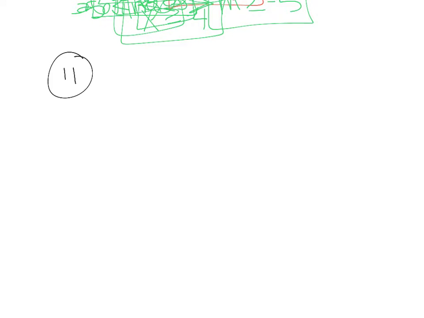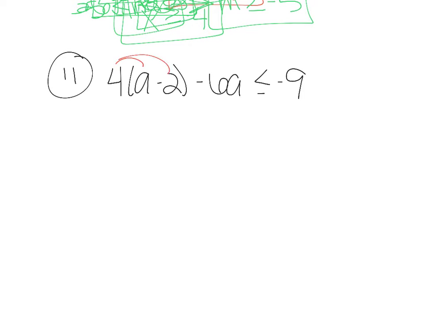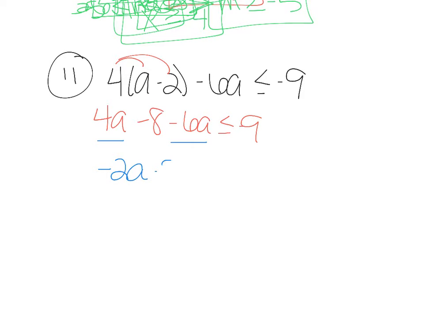Okay, number 11, 4 times the quantity a minus 2 minus 6a is less than or equal to negative 9. Okay, we need to distribute that 4 to the a and the negative 2. So I have 4a minus 8. I've got the minus 6a that's separate. Remember, we don't distribute that 4 to the negative 6a because it wasn't in the parentheses. Okay, make sure you simplify before you start moving things around. 4a minus 6a, that leaves me with a negative 2a minus 8 is less than or equal to negative 9.